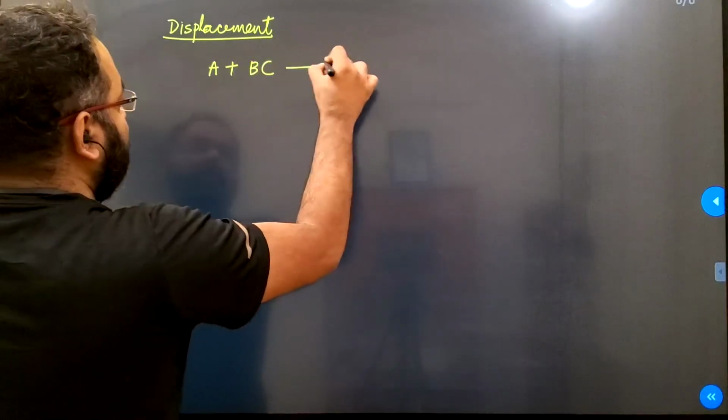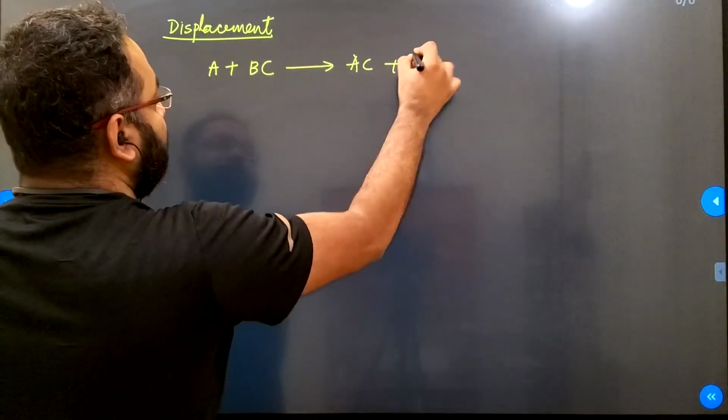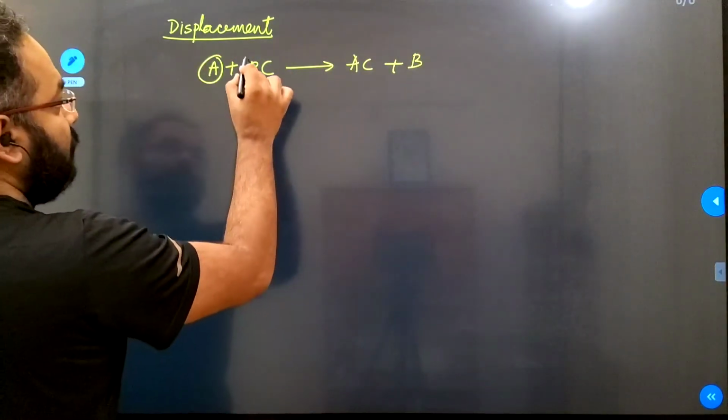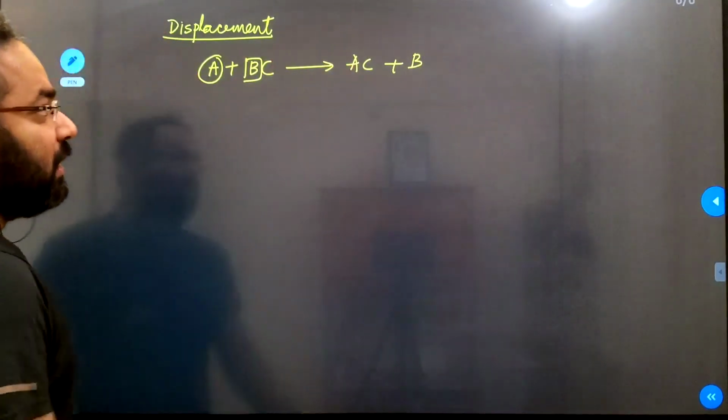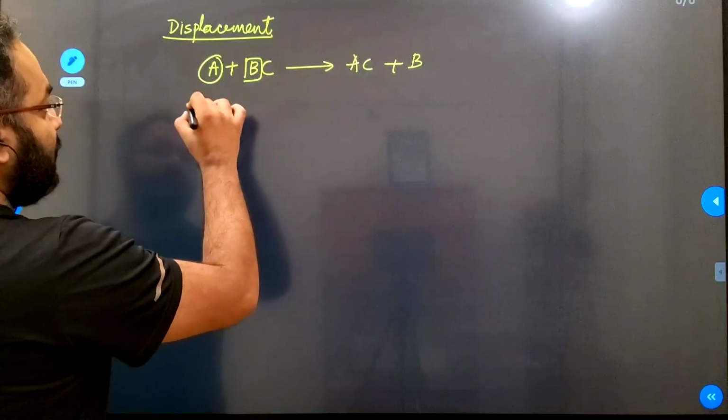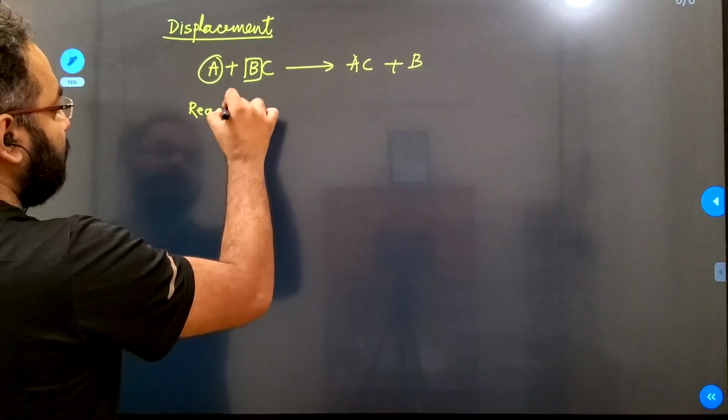Now, whenever you look at a displacement reaction, think of a reaction like this. A plus BC gives AC plus B. So you notice A will push B out and occupy the position of B and give you AC. Now, displacement reaction we all know is based on the reactivity series.